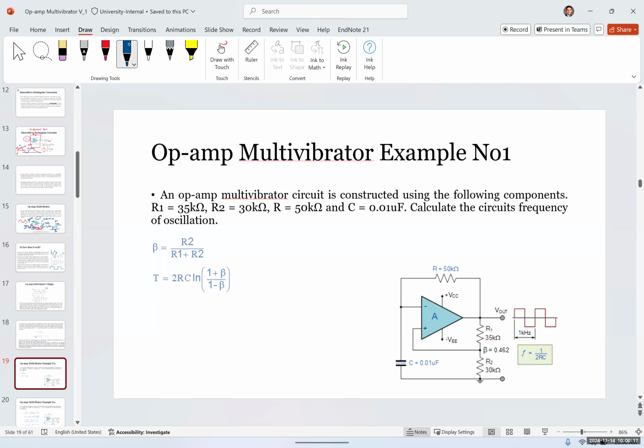The only equations that you need are beta, which is R2 over R1 plus R2, and the period T, which is 2RC ln of (1 plus beta) over (1 minus beta). I'll give you 5 minutes to think on this. And again, the first student that solves this, I'm going to give extra points on their next assignment.